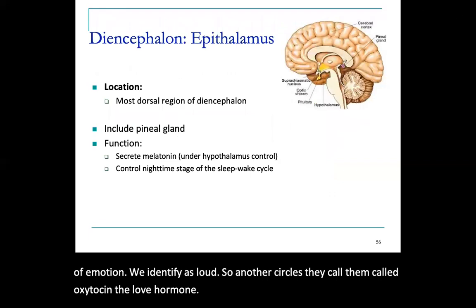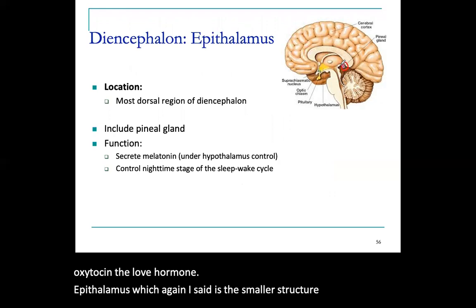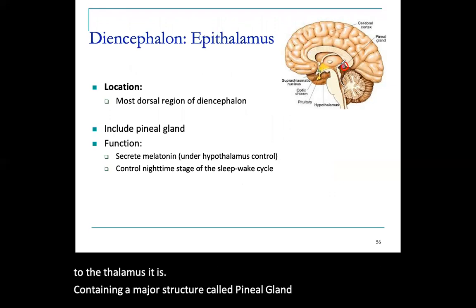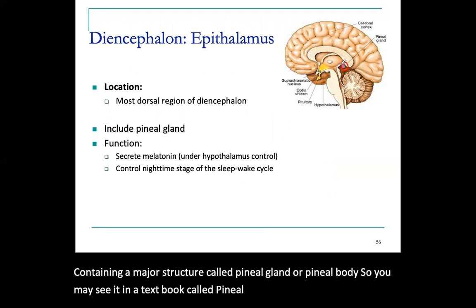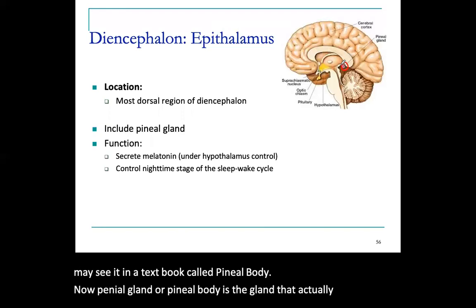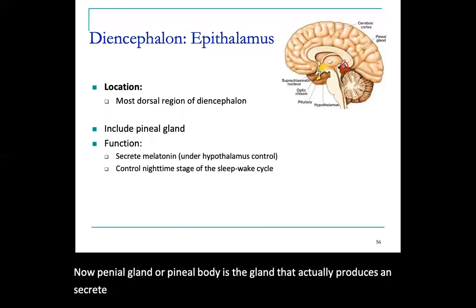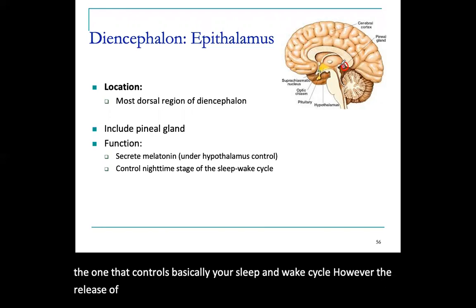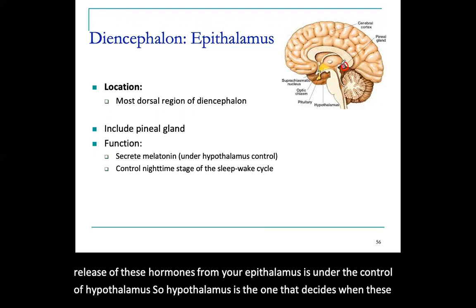Epithalamus, which again I said is the smallest structure, more posterior to the thalamus, contains a major structure called the pineal gland or pineal body. So you may see it in a textbook called the pineal body. Now, the pineal gland is the gland that actually produces and secretes the hormone melatonin. Again, you may have heard of it. This is the one that controls basically your sleep and wake cycle. However, the release of these hormones from your epithalamus is under the control of the hypothalamus. So the hypothalamus is the one that decides when these hormones are going to be released.